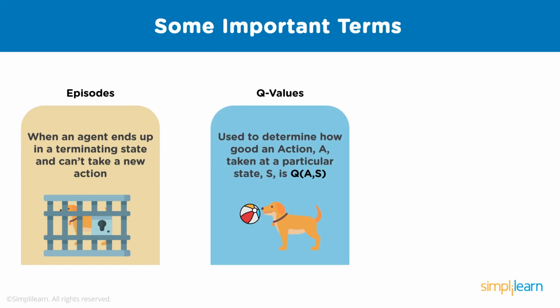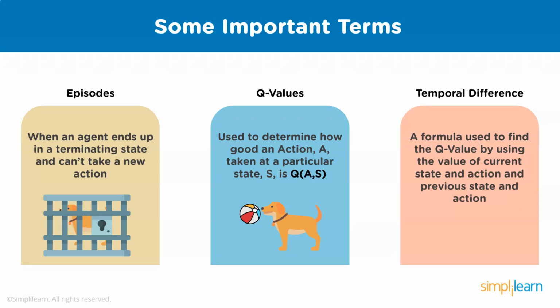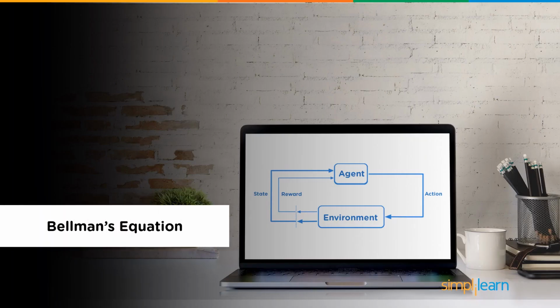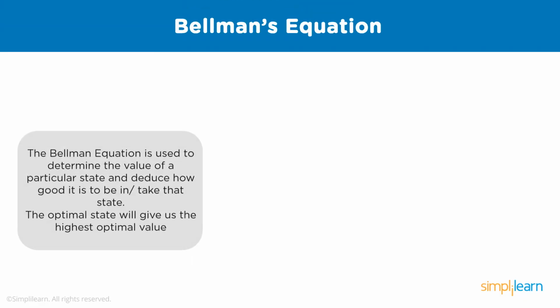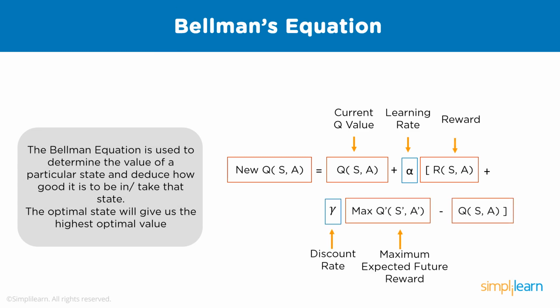Q values are used to determine how good an action A taken at a particular state S is, Q(A, S). And temporal difference is a formula used to find the Q value by using the value of the current state and action and the previous state and action. And there's Bellman's equation, which basically covers what we just looked at in all those different terms. The Bellman equation is used to determine the values of a particular state and deduce how good it is to take that state. The optimal state will give us the highest optimal value.